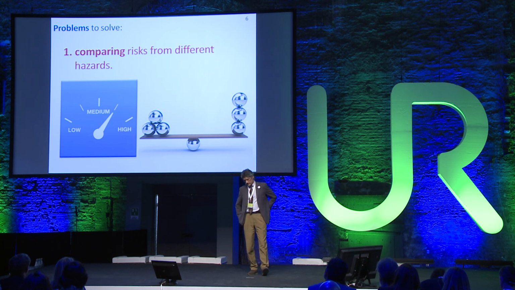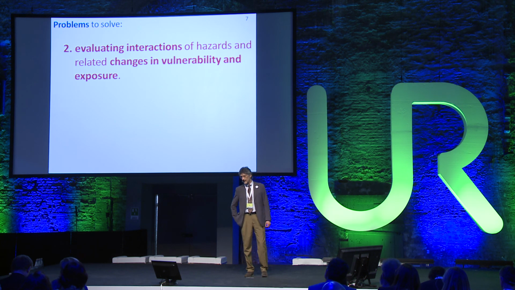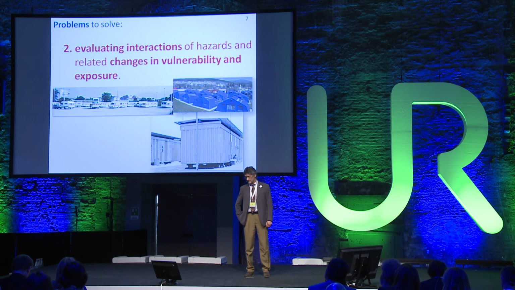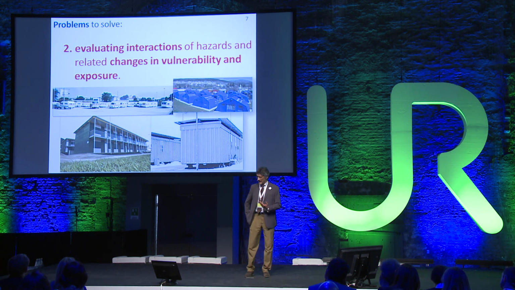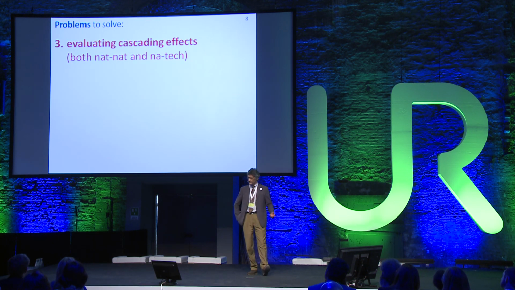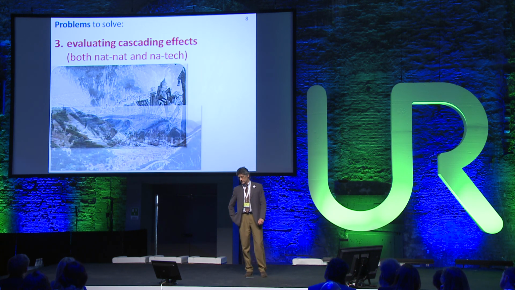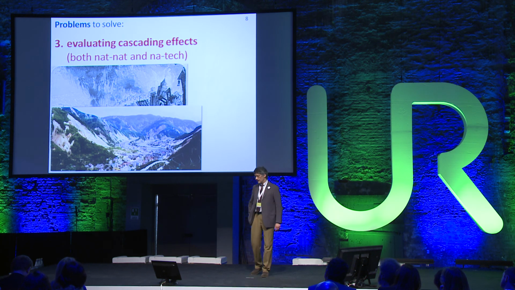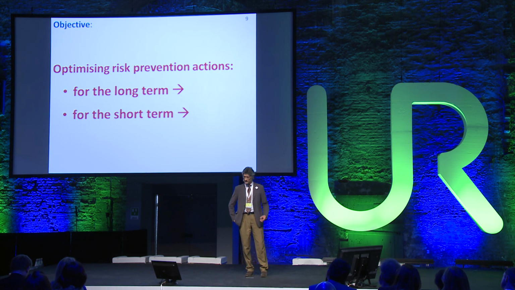We need to understand and evaluate interactions of hazards and the related changes in vulnerability and exposure that are very important in order to understand which are the risks coming from different hazards, even if they are not correlated. And we need also to evaluate cascading effects, both natural and natech, natural technological effects. So we have this main objective.